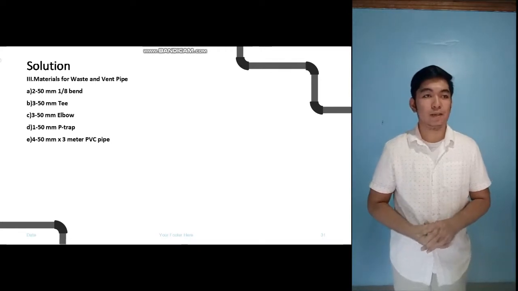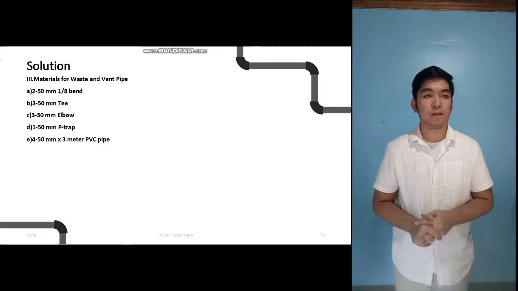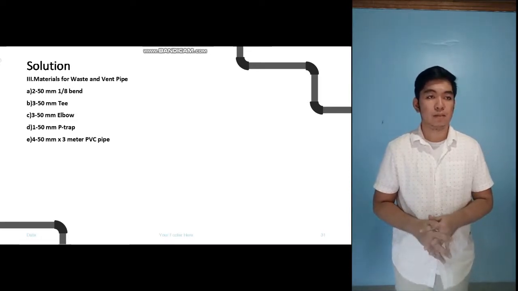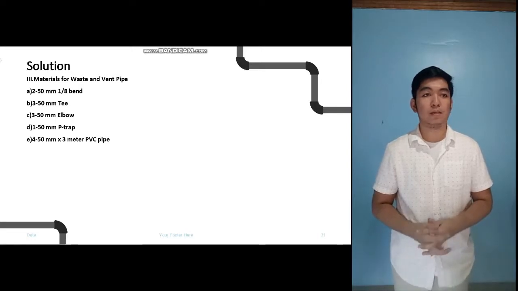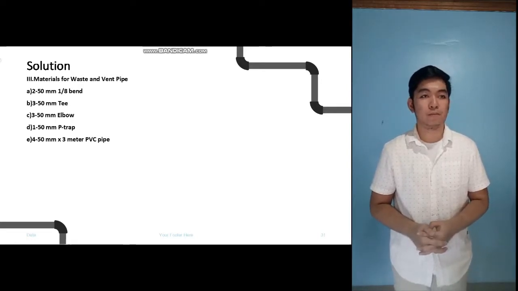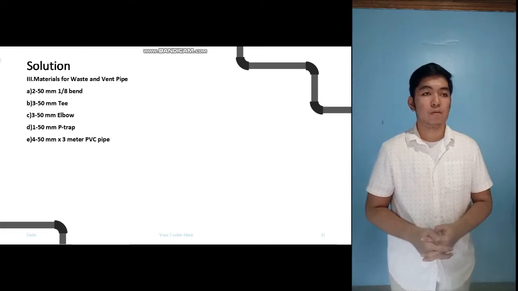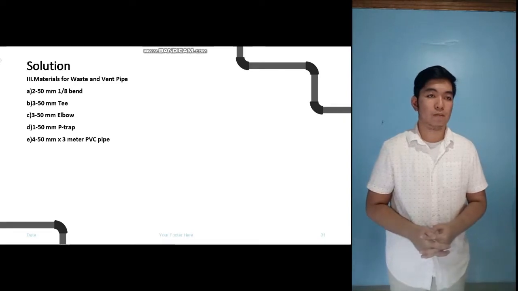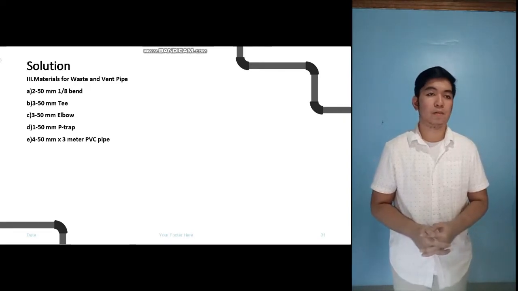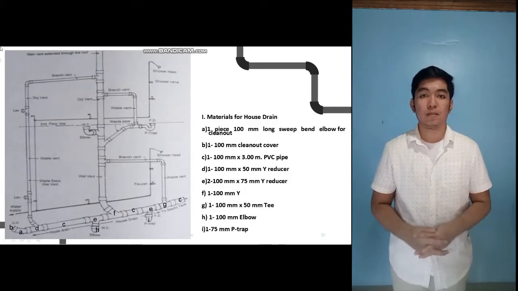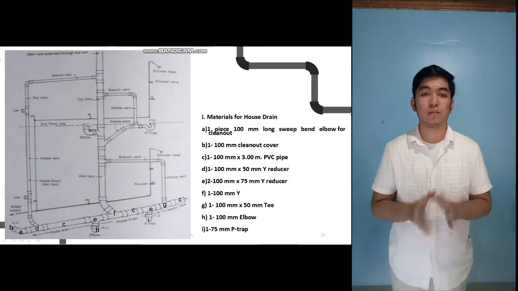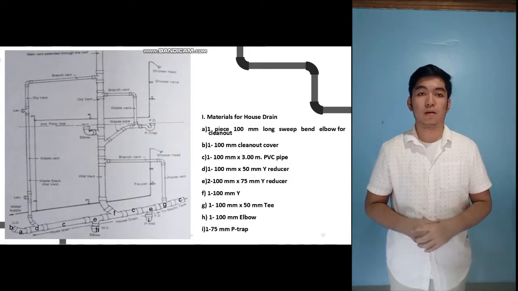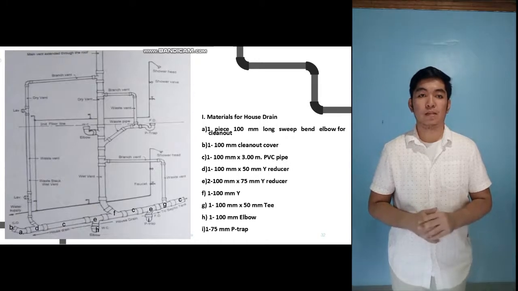So na-apa diay the materials for waste and vent pipe, natay duha ka buok na 50 mm 1/8 bend, 3 ka buok na 50 mm T, 3 pieces of 50 mm elbow, and 1 piece of 50 mm P-trap, and 4 ka buok na 50 mm by 3 meter PVC pipe. Next is to determine or i-designate nato itong mga materials na kailangan nato.